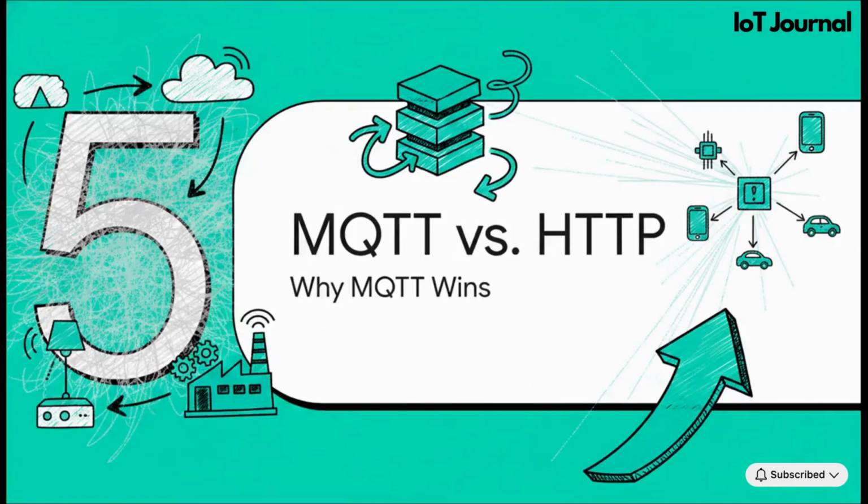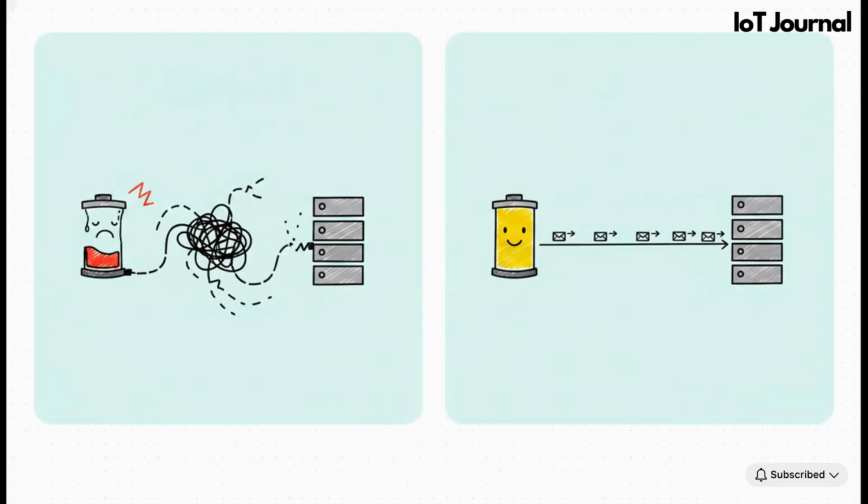Section 5. MQTT versus HTTP. Let's see why MQTT beats the web's default language in the IoT space. See, HTTP works a lot like a wasteful phone call. You ask, the server answers, and the connection completely closes. If a sensor does that every 5 seconds, it's opening and closing thousands of connections a day. That's a nightmare for a battery.